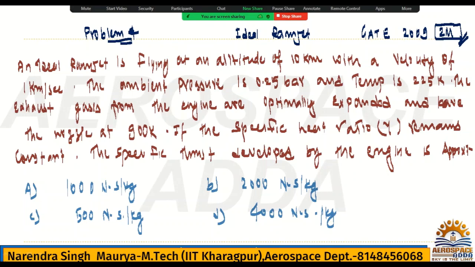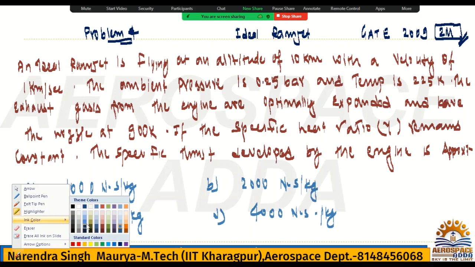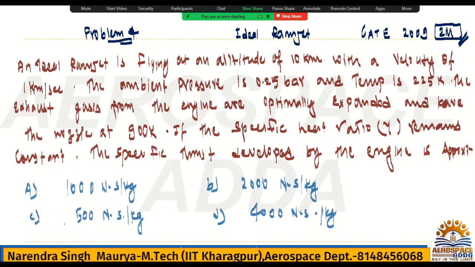We'll go for the solution of this problem, and it's very simple. As I told you, each problem, if you check on an average, hardly it will take 2 to 3 minutes of ideal RAMJET. So see, it is flying at some altitude 10 kilometer, but at that temperature, that value directly they have given to us, so no need to calculate anything. Exhaust gases from the engine are optimally expanded. I told you many times, optimal expansion means exit pressure is equal to ambient pressure. That's the meaning of it.